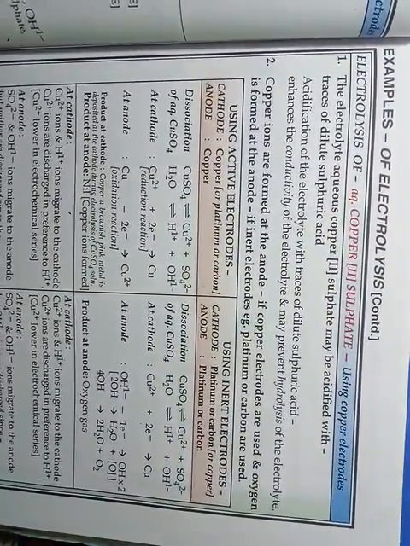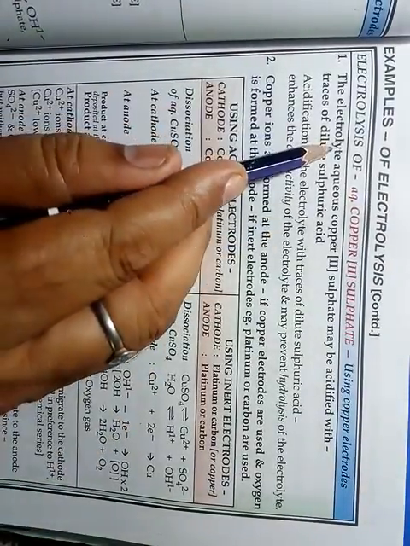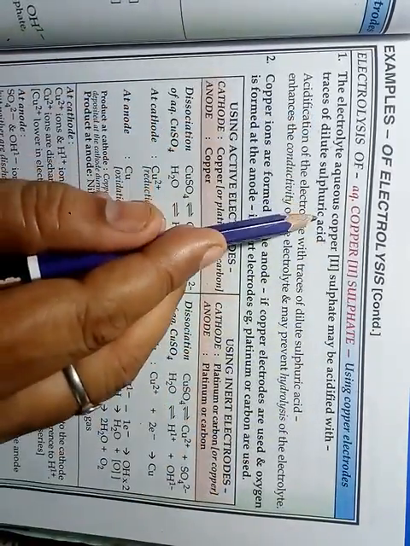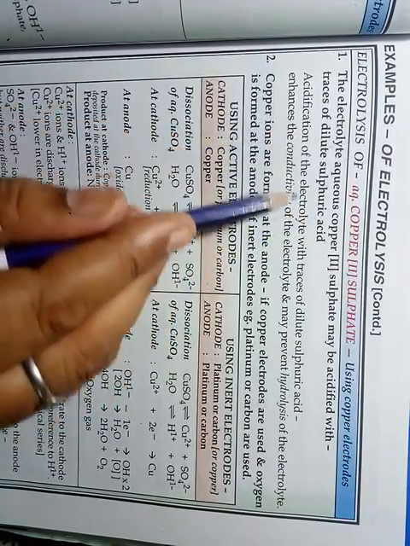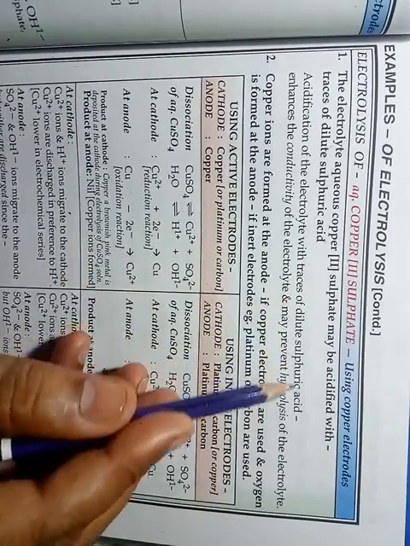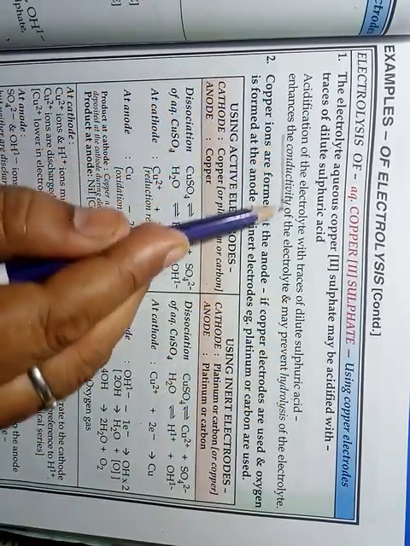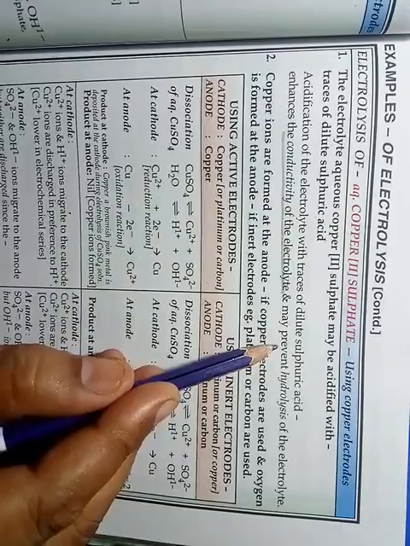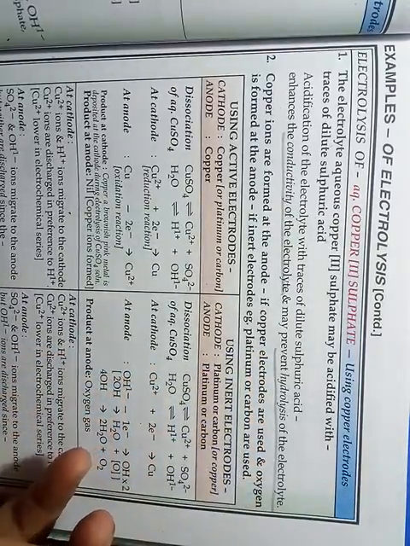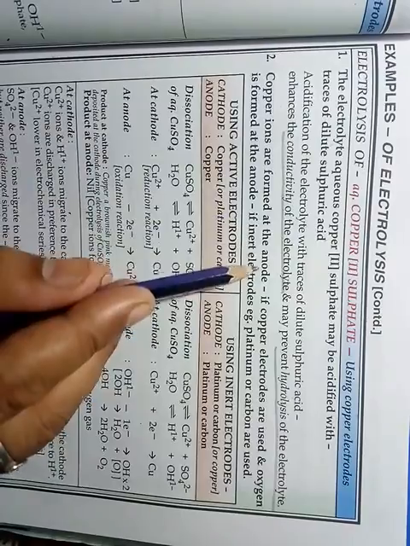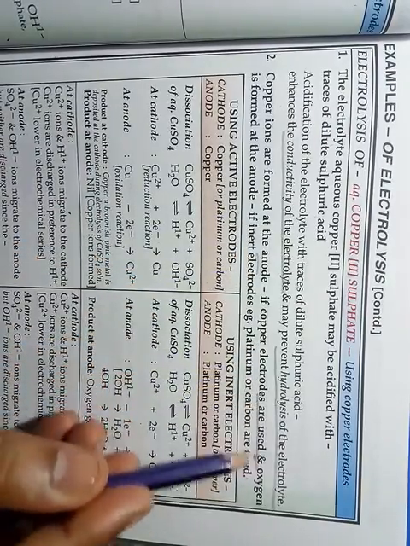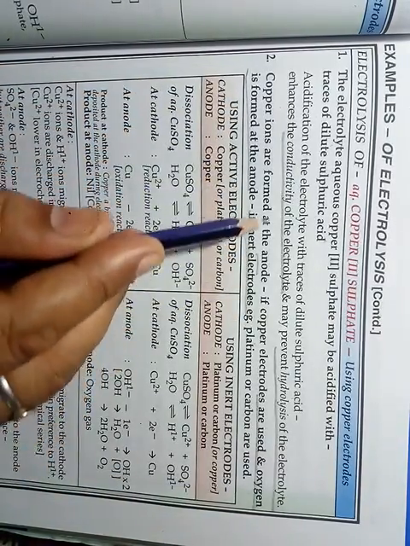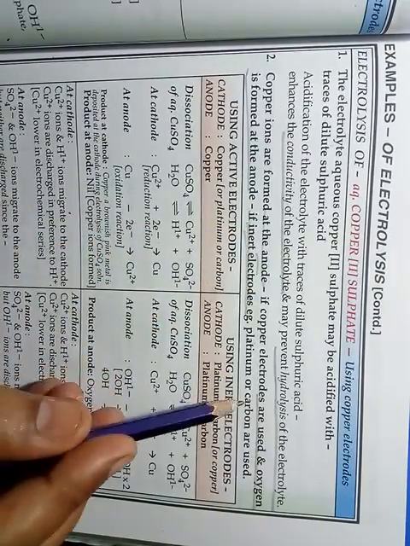This method is explained here. The electrolyte aqueous copper sulfate may be acidified with traces of dilute sulfuric acid. Acidification of the electrolyte with traces of dilute sulfuric acid enhances the conductivity of the electrolyte, so just keep this reason in your mind. It may also prevent hydrolysis of the electrolyte. Two reasons are there. Copper ions are formed at the anode if copper electrodes are used, and oxygen is formed at the anode if inert electrodes are used. So this is the difference here. Example, platinum or carbon.